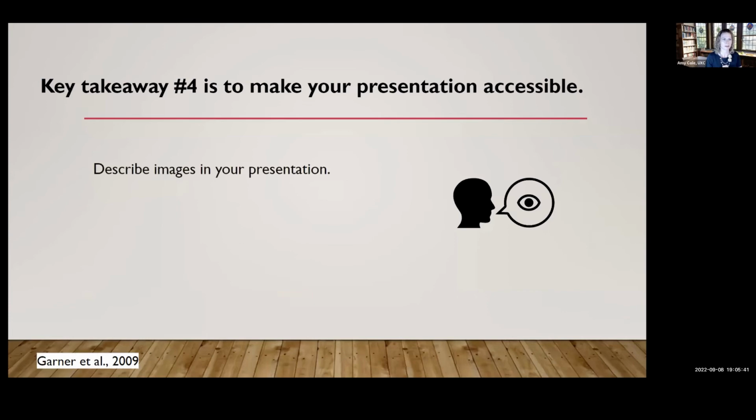Takeaway number 4, describe your images in your presentation. Make your file accessible with alt text metadata. I didn't talk about that, but it's the metadata information that's in part of your file. It doesn't get caught in that accessibility checker. It's super easy to add. And then your heading levels.